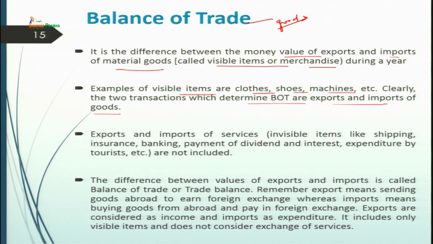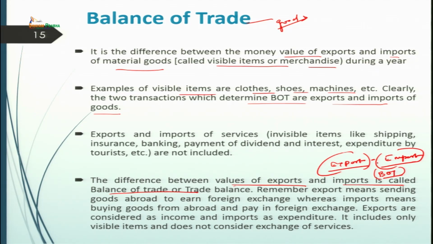When you are exporting your goods and commodities to the foreign market, it is going to come under export, and whatever you are receiving from the foreign market is going to come under import. So, the difference between the value of export and import is called the balance of trade or trade balance. Whatever the gap or difference is there, it is going to be known as the balance of trade. So, export minus import is going to give you the balance of trade.